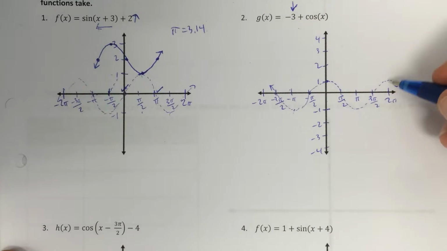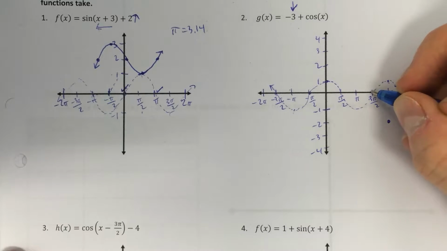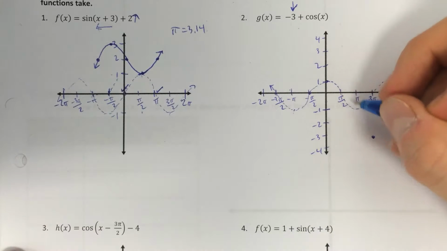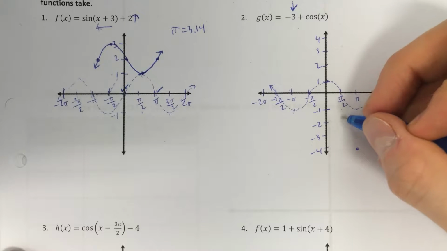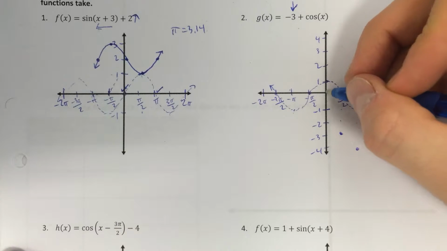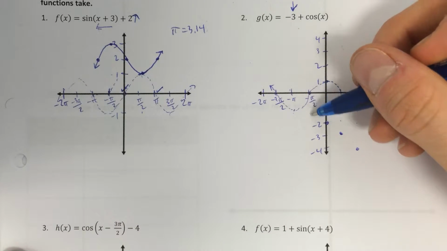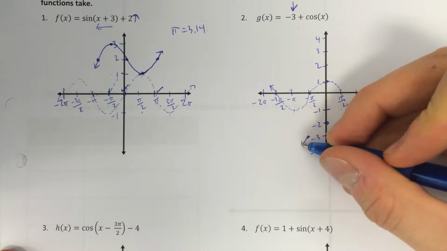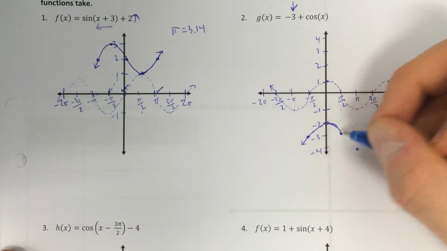So let's start right to left, if you will. This point down 3. 1, 2, 3. This point down 3. 1, 2, 3. This point down 3. 1, 2, 3. And I'm just going to do one more. 1, 2, 3. So we get a nice looking curve. We could do all of them if we wanted to, but we'll definitely do these 3 points.